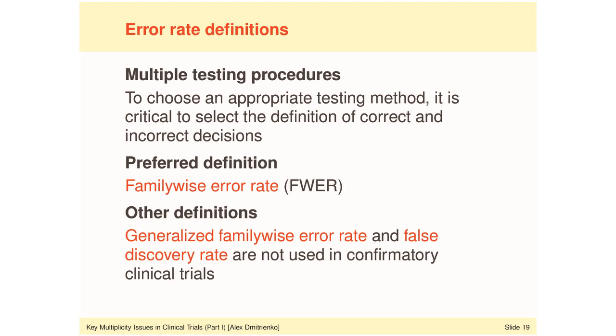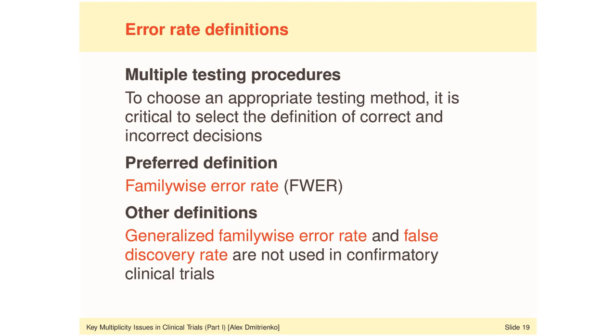trial, and to choose an appropriate method, it is critical to know how to define correct and incorrect decisions in a problem, or, in other words, it is important to define the type 1 error rate. Well, we may ask, are there several definitions of the type 1 error rate? Yes, in fact, there are quite a few of them, and the preferred definition, the definition used in confirmatory clinical trials, the definition which is recommended in the regulatory guidance documents, is the family-wise error rate, also known as FWER.